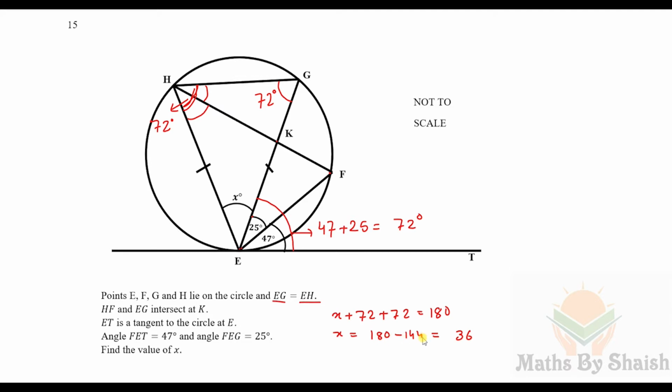0 minus 4 6 and 7 minus 4 3, so x is 36 degrees. I hope it is clear. Let's discuss the next question now.